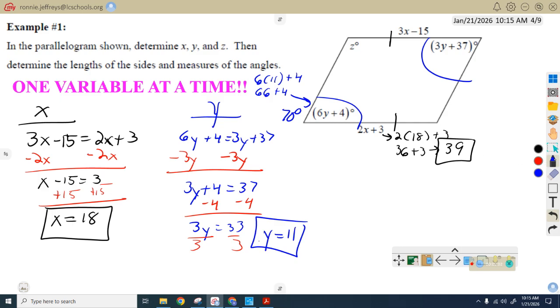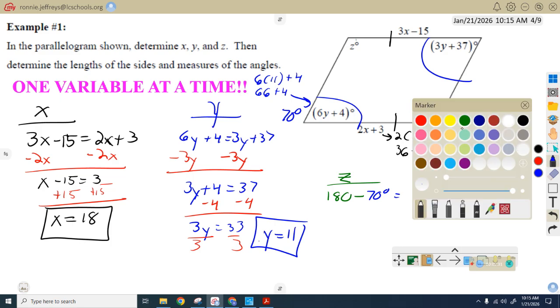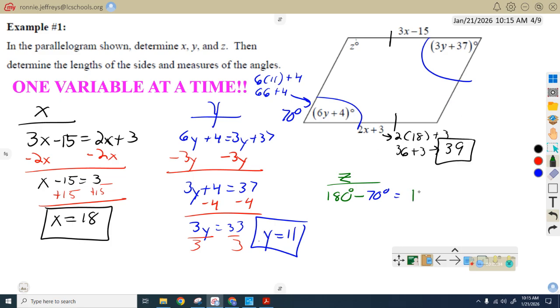And then our last one, z. Believe it or not, this is the easiest one. Because this is 70. What do we know about all these angles? What do we know that this plus this has to be? Awesome, 180. So this would be 180 minus 70. 110 degrees.